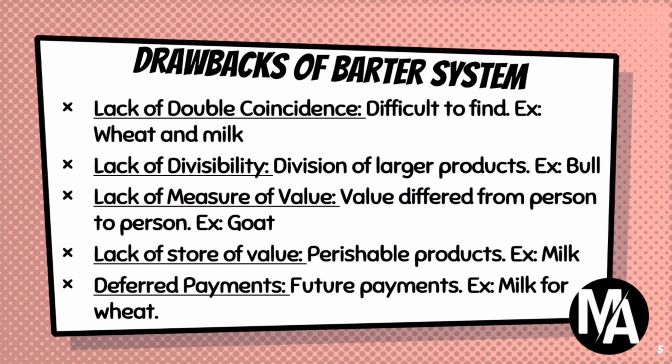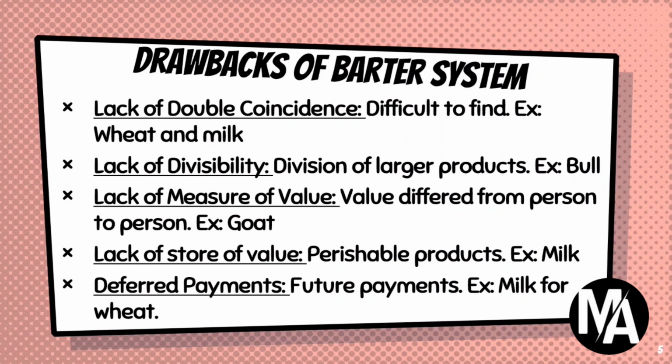The third problem was lack of measure of value. This is because value is subjective. Value differs from person to person. For example, if I have reared a goat, according to me, my goat is the most precious goat. But in the eyes of my neighbor, that is just a simple animal. So in the eyes of my neighbor, the goat is worthless, whereas in my eyes, the goat is absolutely worthy. And so, since different people had different conceptions of value, it was difficult to measure the value of products.